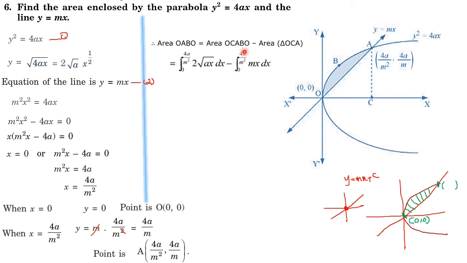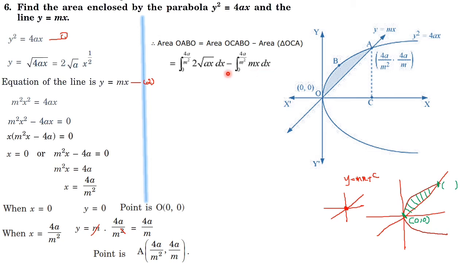Integral 0 to 4a by m square. Area under this straight line. Okay, this triangle area only we are calculating. Area under this straight line. Straight line means y is equal to mx, that is given to us. So integral y dx, that means y we replace with mx, so mx dx.